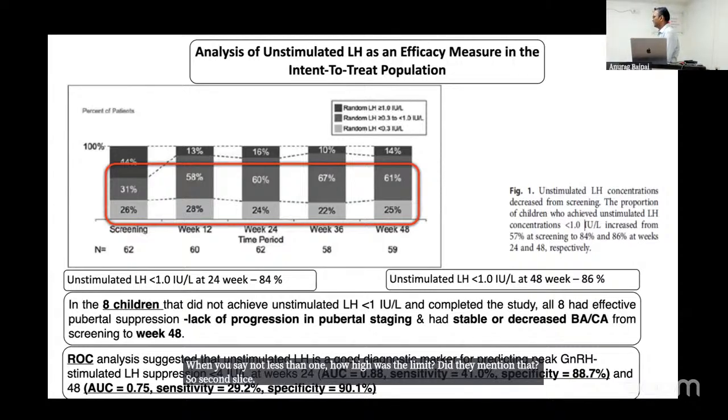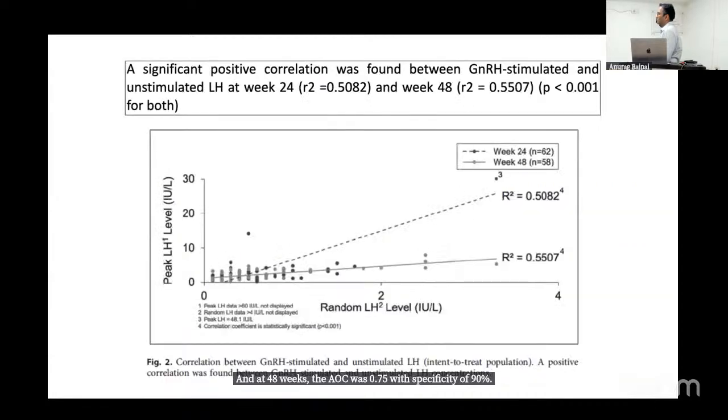And a ROC curve was plotted, looking at unstimulated LH versus GnRH stimulated LH. At 24 weeks, the AUC was 0.88 with a specificity of 88.7%. And at 48 weeks, the AUC was 0.75 with a specificity of 90%. Again, a positive correlation was found between stimulated and unstimulated LH at 24 and 48 weeks.